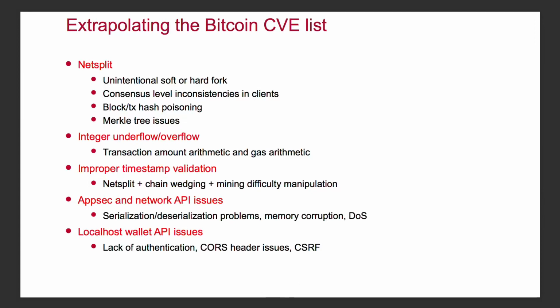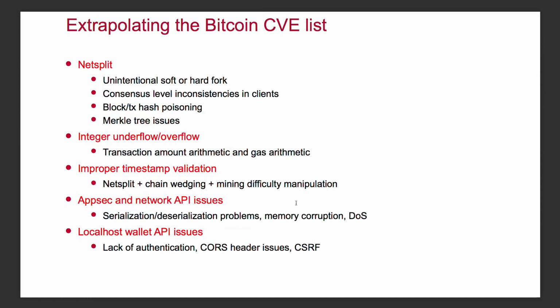Actually, before that, so yeah, this is the Bitcoin CVE list. And if we try to not only focus on Bitcoin and try to come up with an OWASP top 5 of vulnerabilities in Satoshi blockchain implementations, not only Bitcoin but whichever other coins are similar to the Satoshi blockchain, this could be the top 5 list. So let's start from the last one. Localhost wallet API issues.